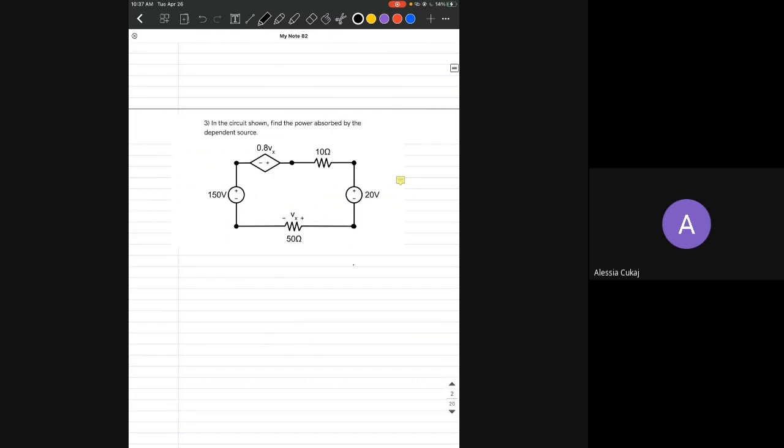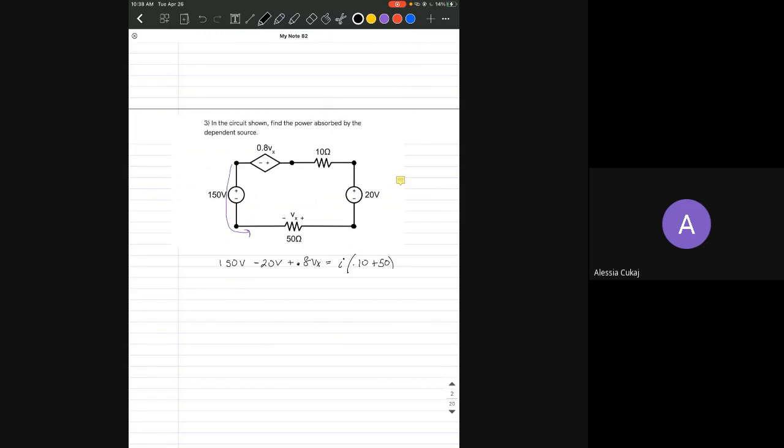Awesome. So now the second problem. For this circuit, it's asking us to find the power absorbed by the dependent source. What I would do first is KVL in this direction. We're going to start with positive 150 volts minus 20 volts plus 0.8 Vx. These are our voltages, which are going to be equal to our current times the resistance in the circuit, which is the 10 and the 50.